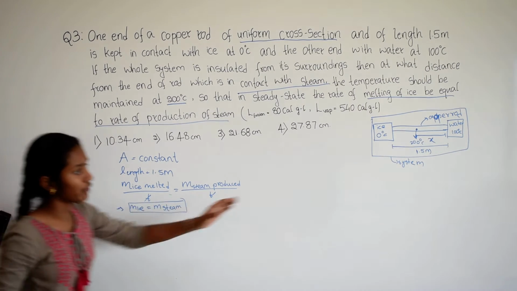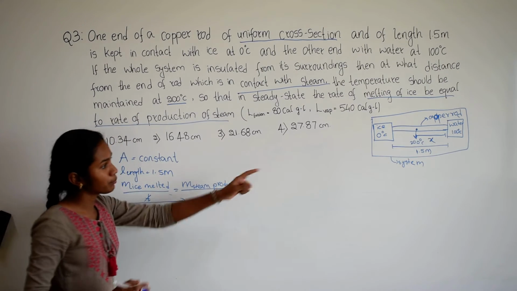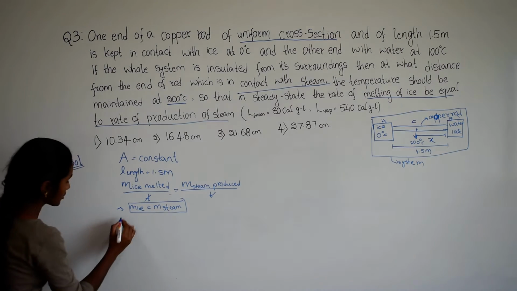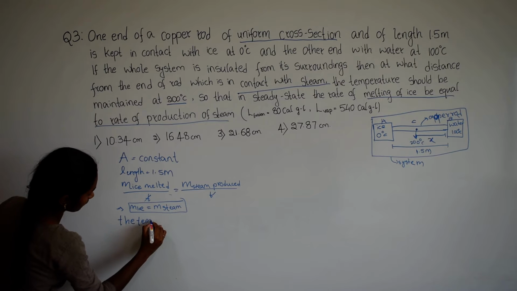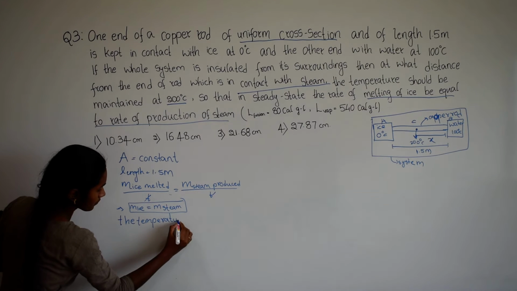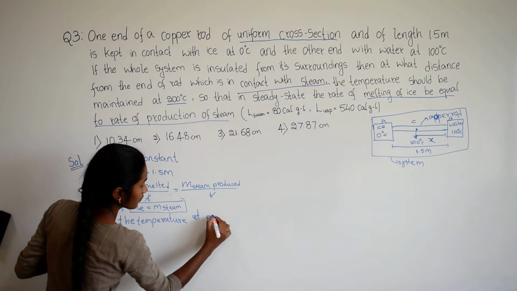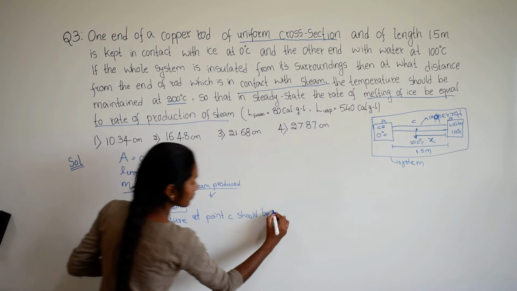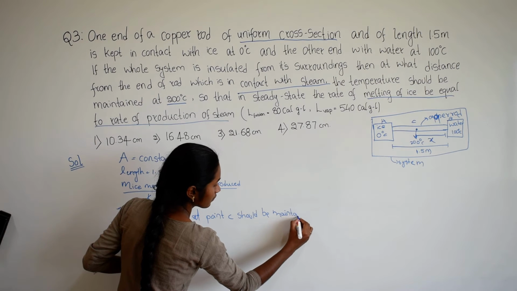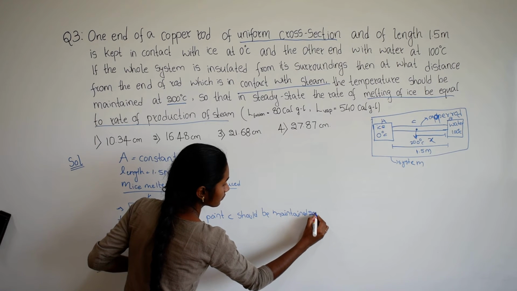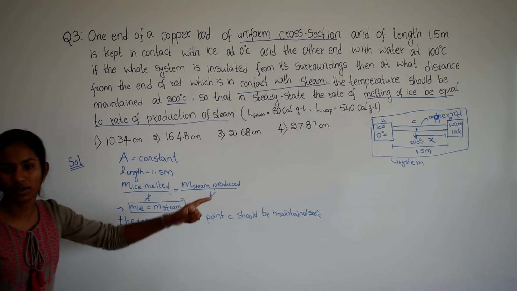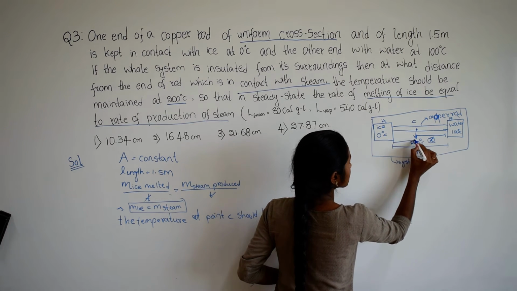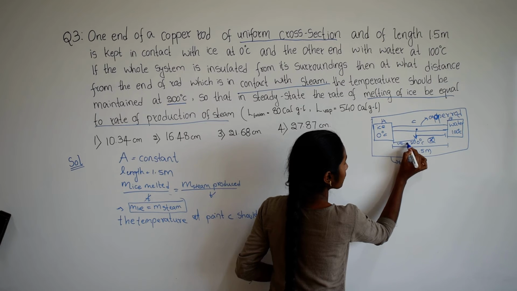So what we have to find is the distance x. Let us consider the points A, B and C. The temperature at point C should be maintained at 200 degrees centigrade. The value you have to find is x. As it is x, and the total distance is 1.5, we can take the other part as 1.5 minus x.